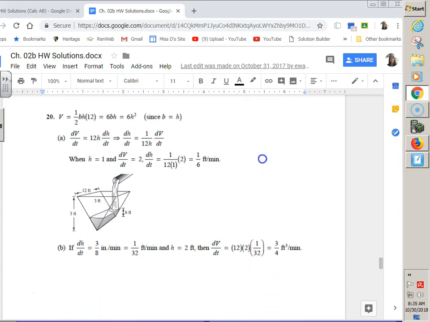Number 20 we just went over. But if you want, the first one we already know. The second one ends up being 3/4. Why feet? Volume. Good. Feet cubed per minute. That's volume.